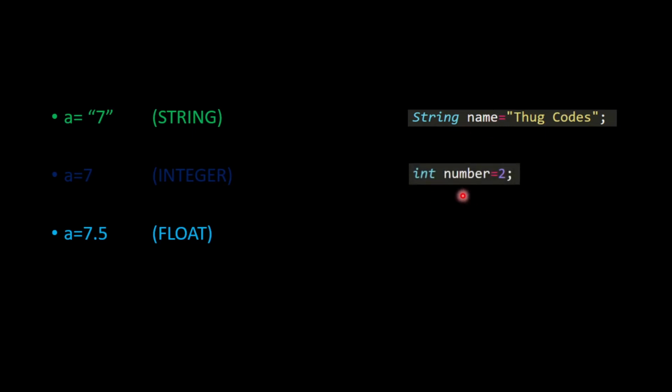Similarly, in this example, we can store only the integer because we have declared the integer data type to this variable. And same with the float. But in Python, we don't need to do that. We can store any value to the variable without declaring any data type. So this is another reason that Python is an easy language.